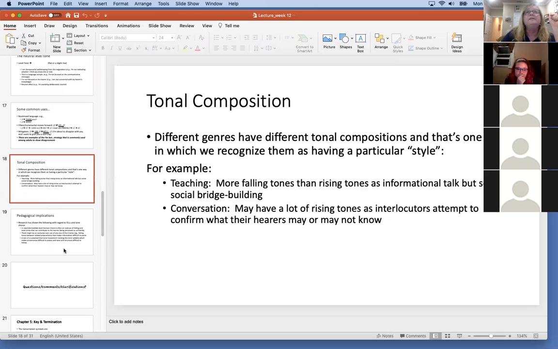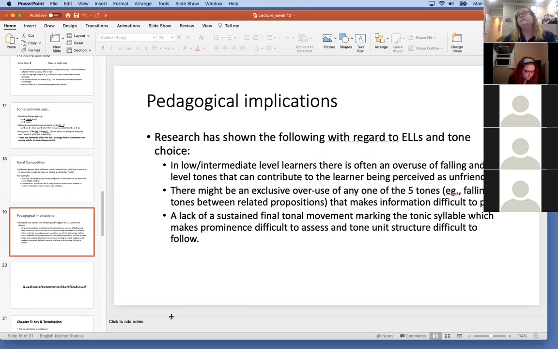Okay. So the last thing in this part is the pedagogical implication. There's been quite a lot of work, some by me, some by a bunch of other people, all using this model. And with regard to English language learners, we know some things, particularly about lower intermediate level learners. There's often an overuse of falling or level tones with low to intermediate learners, which tends to contribute to them being perceived as unfriendly. This is definitely what was happening with my high intermediate learners in the classroom.